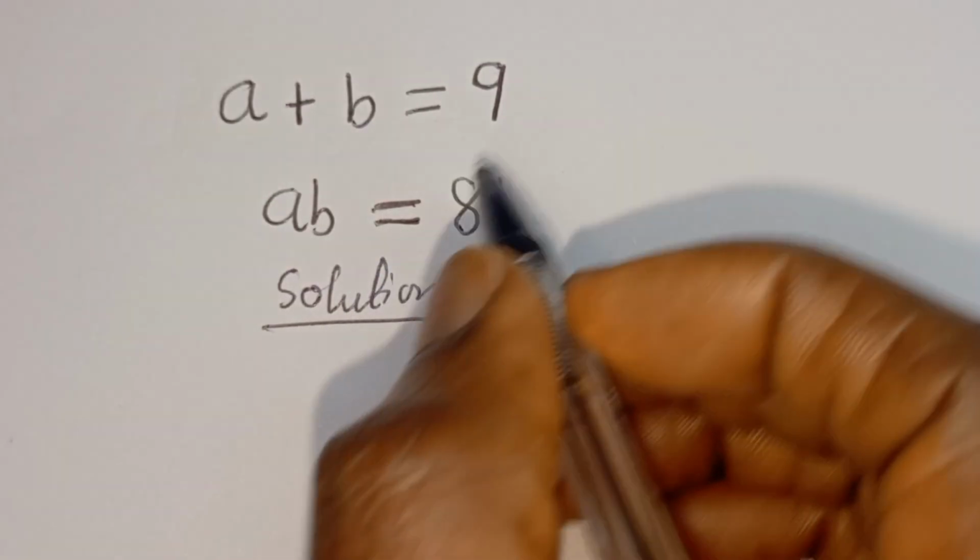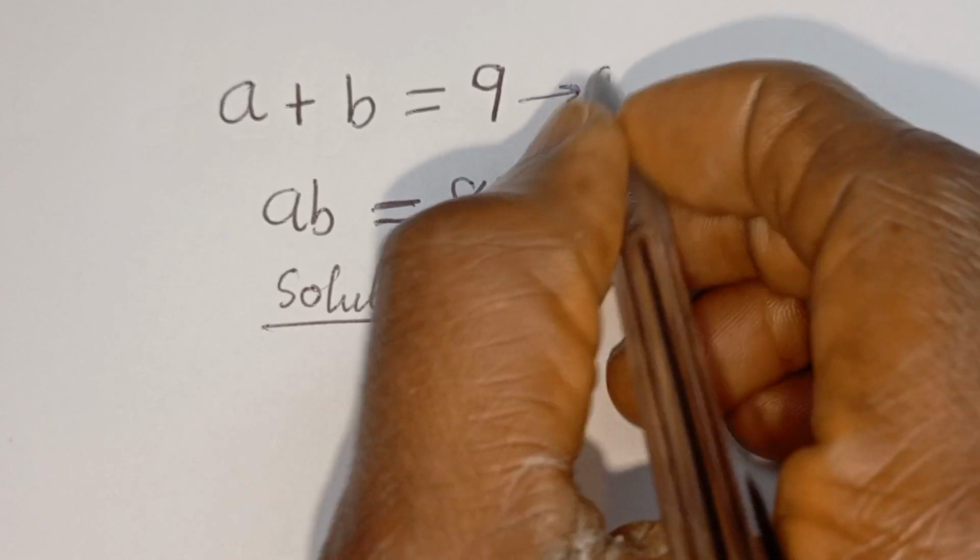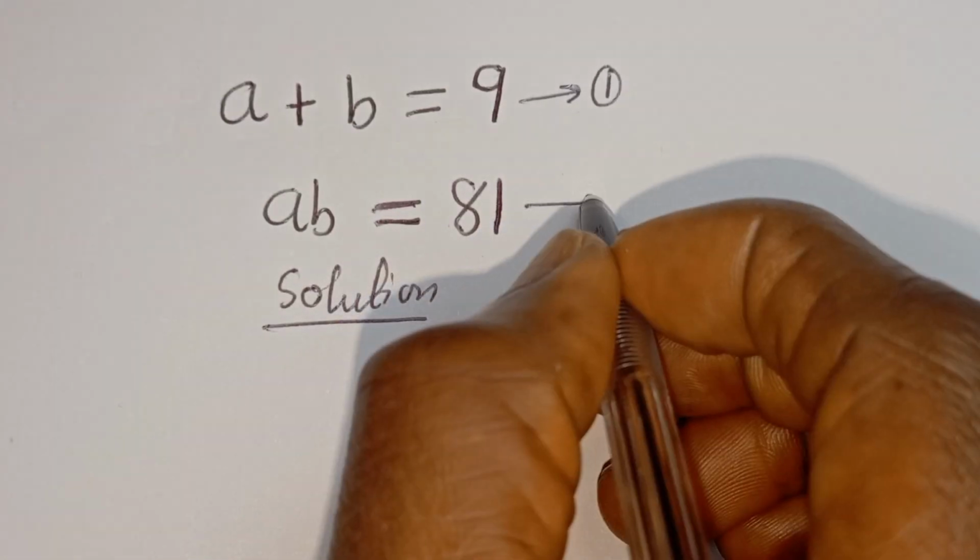a plus b is equal to 9. Let's call this equation 1. ab is equal to 81. Let's call this equation 2.